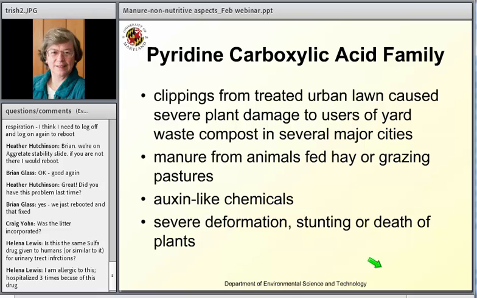So, clippings from treated lawns, as I said, caused hundreds of tons of unusable compost to be produced in at least 4 major cities that I know of. The commercial composting industry, like the United States Composting Council, is absolutely up in arms about the use of these materials. If they had their say, these would be yanked off the market. It turns out they were approved in an EPA program to find some less toxic herbicide alternatives, so it's kind of an ironic story.